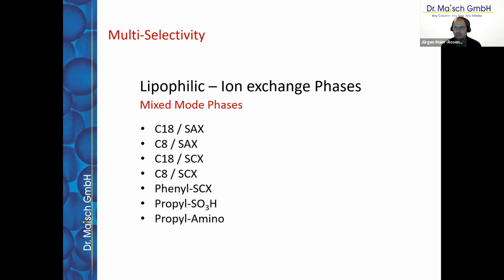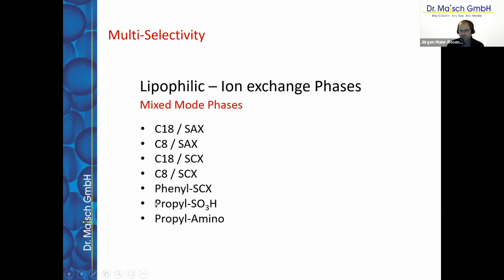There we have the lipophilic ion exchange balance. Typically, they are called mixed mode phases because they offer the reverse phase interactions by an alkyl chain or a phenyl group, combined with a cation exchange or anion exchange group. So what we typically have is an alkyl chain, C18 or C8, combined with an anion exchanger or a cation exchanger. And it's also possible that instead of an alkyl chain, we have the phenyl ring, and also the strong cation exchange group on it.